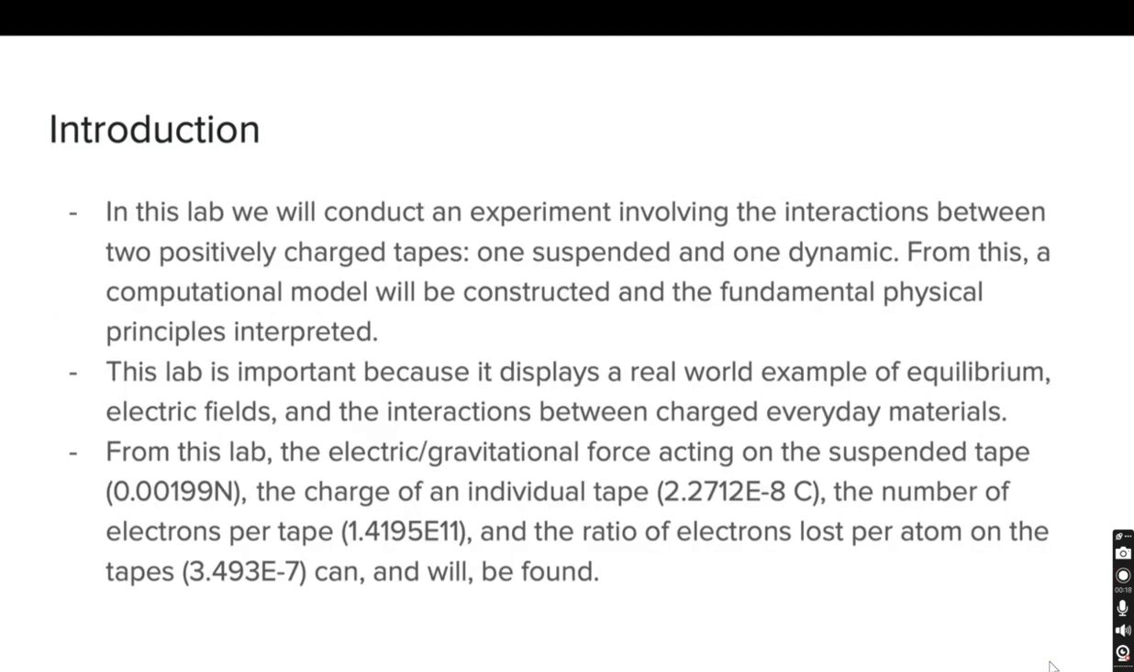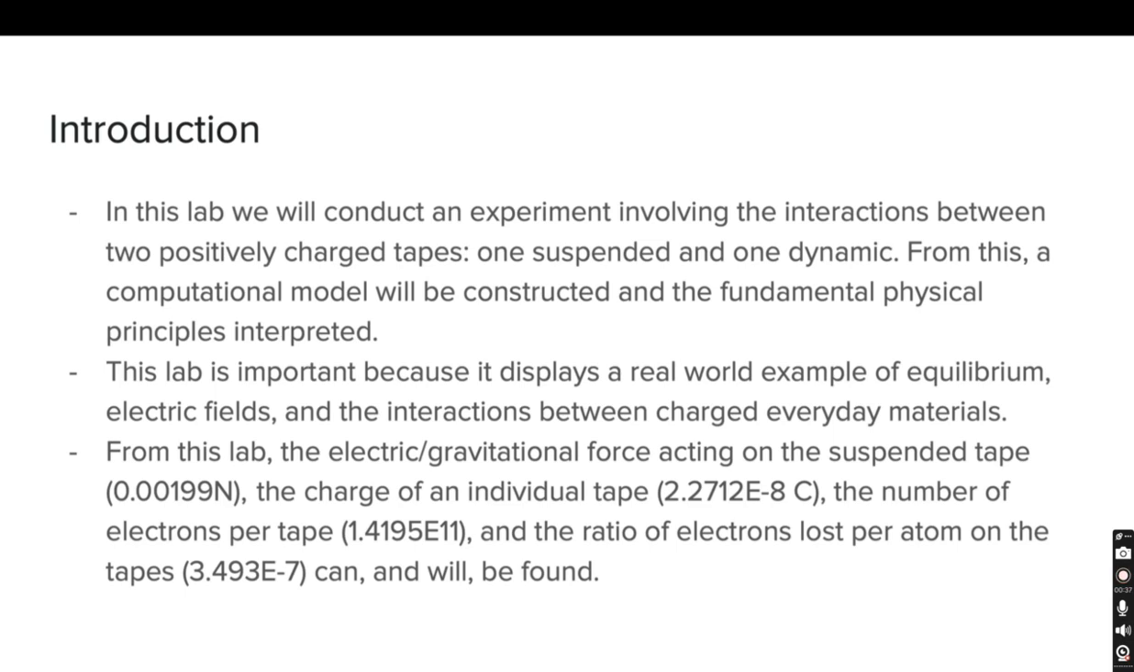In this lab, we will conduct an experiment involving the interactions between two positively charged tapes, one suspended and one dynamic. From this, a computational model will be constructed, and the fundamental physical principles interpreted in this lab are important because it displays a real-world example of equilibrium, electric fields, and the interaction between charged everyday materials.